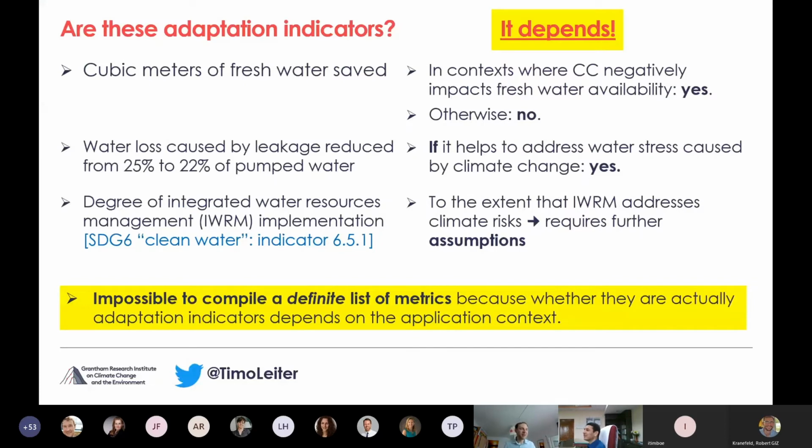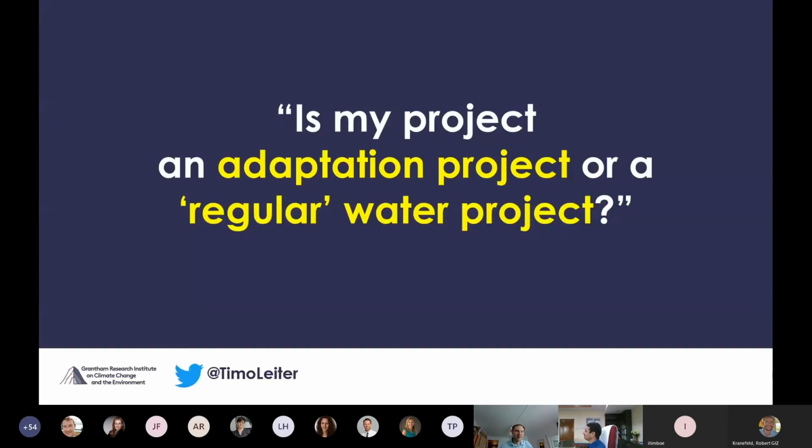Yeah, thanks. So what we see from these three examples is it is simply impossible to come up with a definite list of adaptation indicators, because whether an indicator is an adaptation indicator or not depends on the context. And therefore, unfortunately, we cannot summarize a table of 50 adaptation indicators in the water sector. It really depends. Okay, next slide, please.